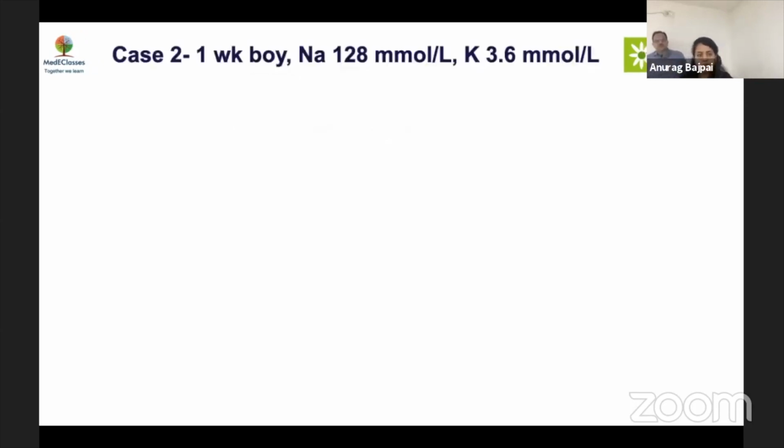Next case is a 1 week old boy with sodium of 128 and potassium of 3.6. Here the photograph is not available, but the boy has micropenis on examination. Dr. Akhilesh, I don't know whether he is there in the panel. Any connectivity issues. So basically, this is a 1 week old boy with hyponatremia, hypokalemia, sort of a low potassium, and he has got a micropenis.